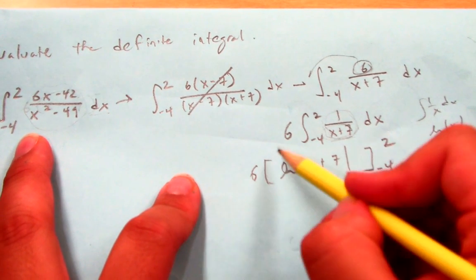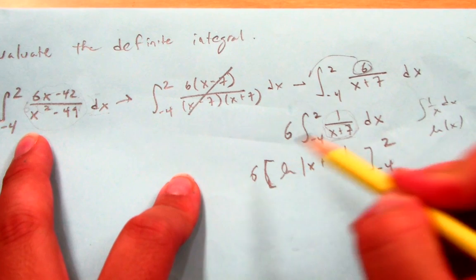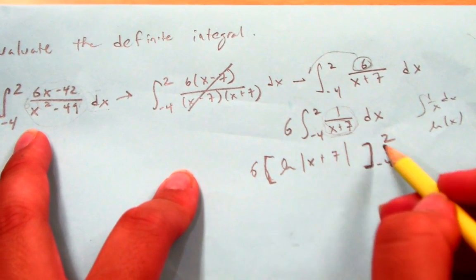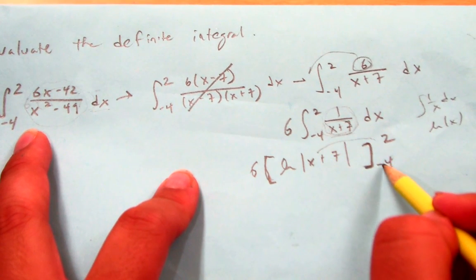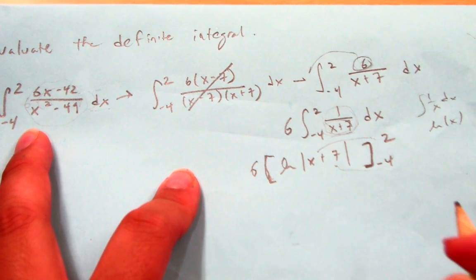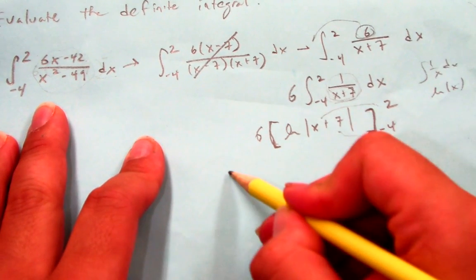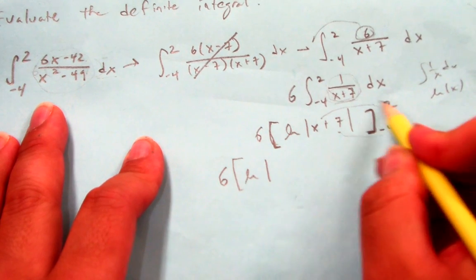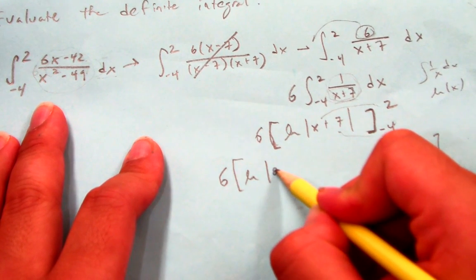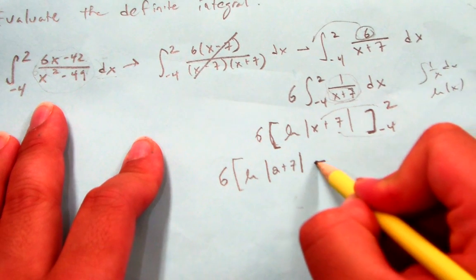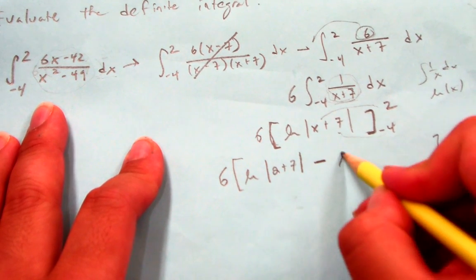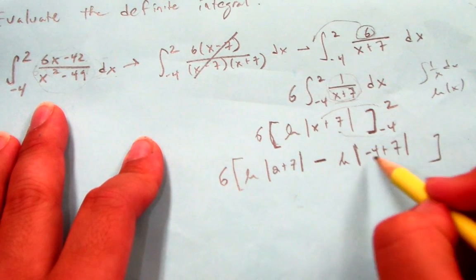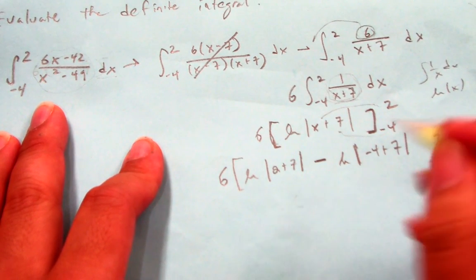This is just a mathematical convention that we use in the field regarding notation. By the fundamental theorem of calculus, I evaluate at the upper bound, I evaluate at the lower bound, and I subtract those two evaluations. So that would give me ln of the absolute value of 2 plus 7, minus ln of the absolute value of -4 plus 7. So you can see why the absolute value bars would be useful here.